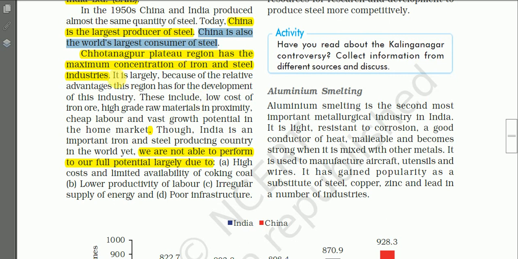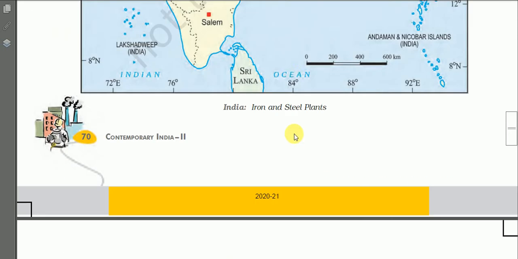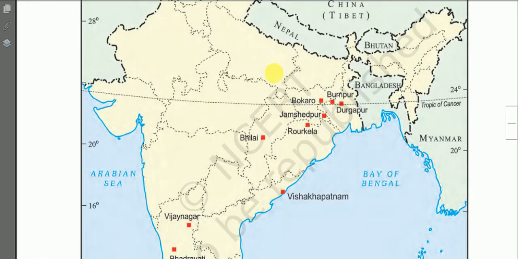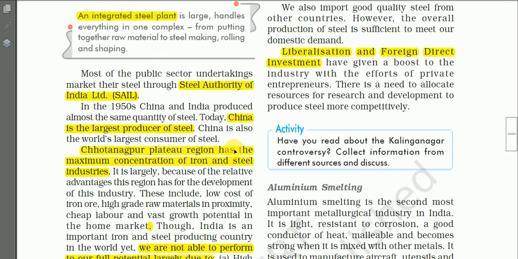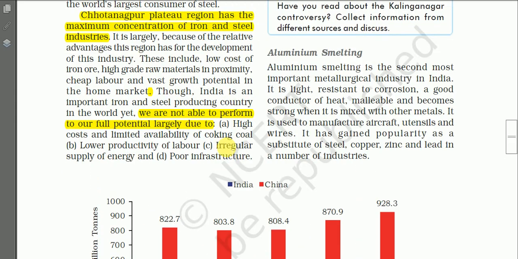And so here the last part is coming. This paragraph tells why the Chotanagpur Plateau region has the maximum concentration of iron and steel industry. Why does the Chotanagpur region have the maximum concentration of iron and steel industry in India? If you see this photograph, here we find the maximum concentration of iron and steel industry. So we have to find out the reasons. The reasons are given here.